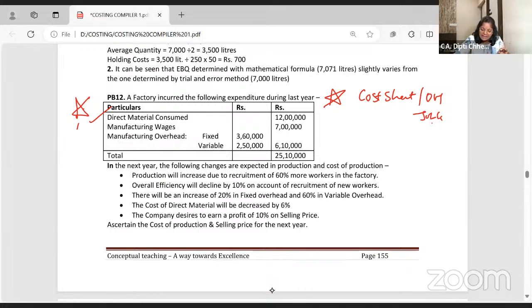If you have any doubt, ask me now. Direct material consumed is given. Wages is given. Fixed and variable overhead is given. Next year, the following changes are expected.